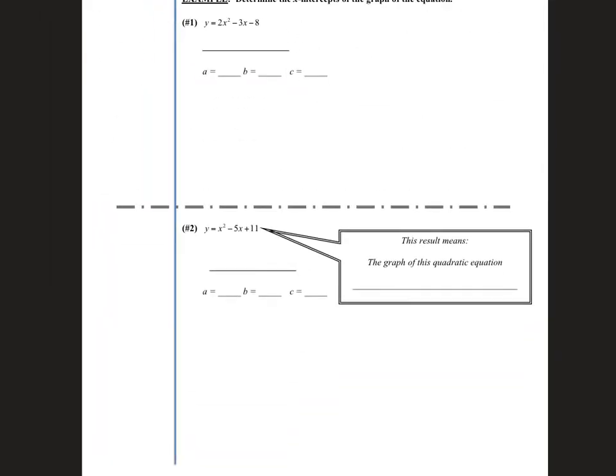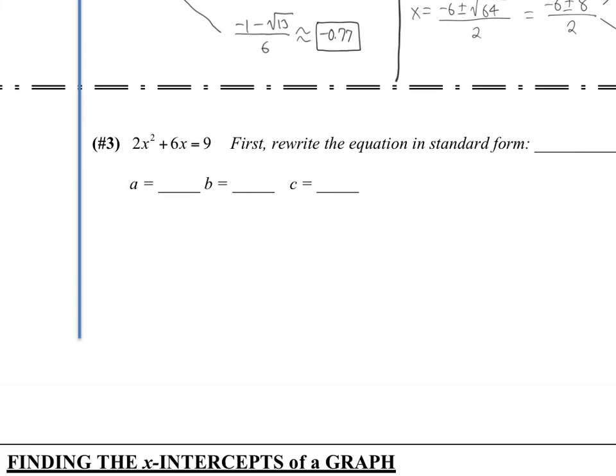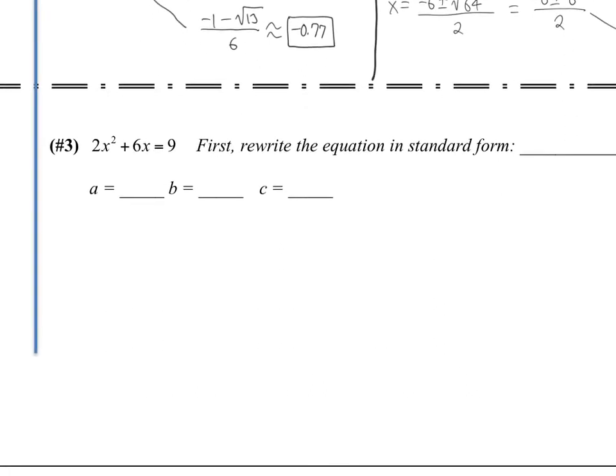All right, we got a couple more examples to go through here. Okay, we have 2x squared plus 6x equals 9. It says first rewrite the equation in standard form. Why? Why is it not in standard form right now?